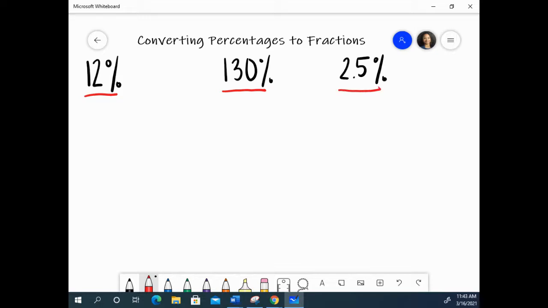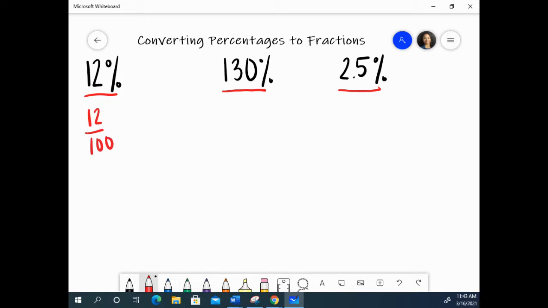So let's take a look at this 12% first. Anytime you're converting percentages that don't have any decimals in them, we can always put them out of 100. Think about when you take a test or a quiz, if we're dealing with percentages, you want to get 100%. So I'm going to take this 12 and put that over 100.